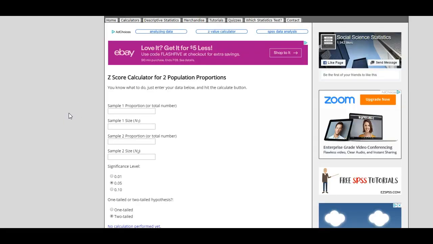All right, so let me put in my information that I need. So our proportion, think of it as the number of successes. So we have 20 out of a random sample of 200. So our sample successes is 20 out of 200. Our sample 2, we had 12 out of another 300.